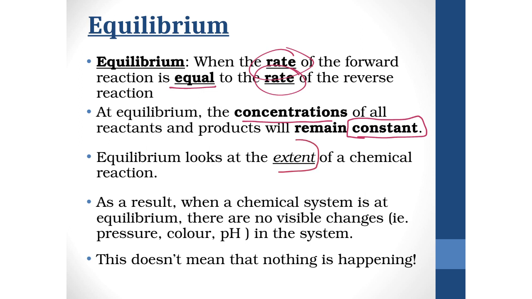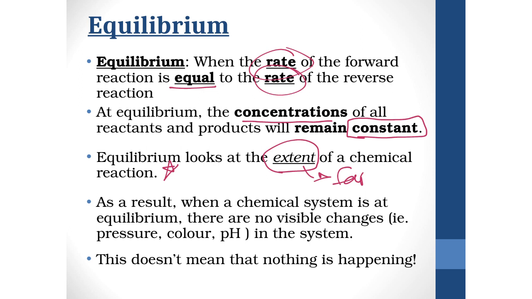Equilibrium will tell us the extent of a chemical reaction, because remember, we're still talking about reactants making products, but we know that those products start to react and then go backwards and form reactants. So the equilibrium will tell us that the forward reaction is occurring at 50% completion or 90% completion. And there are numerical values that will tell us how far the reaction is proceeding.